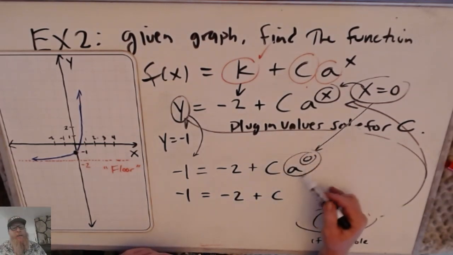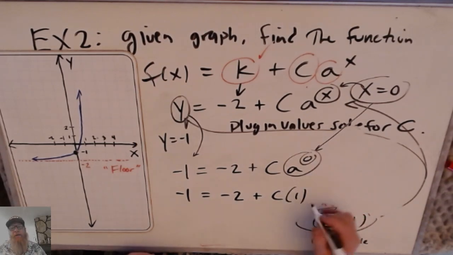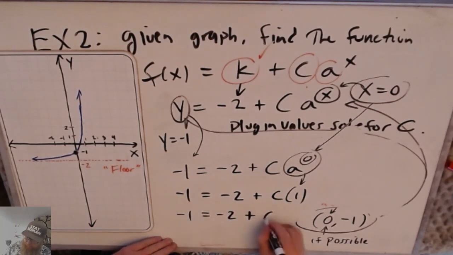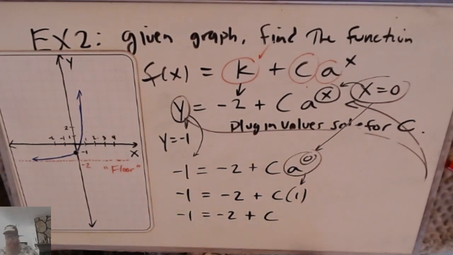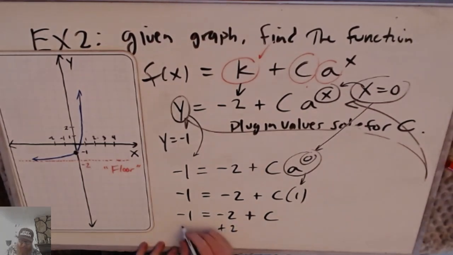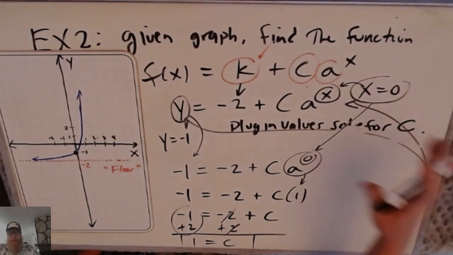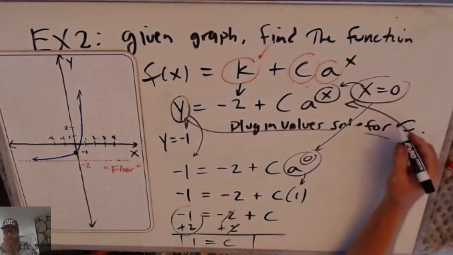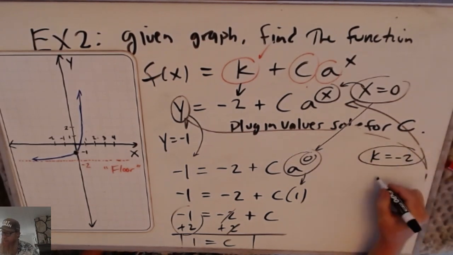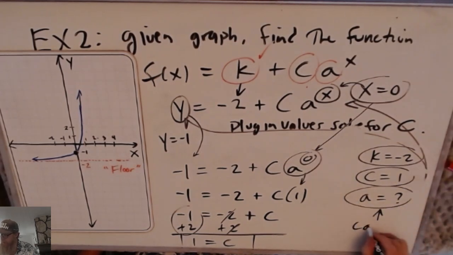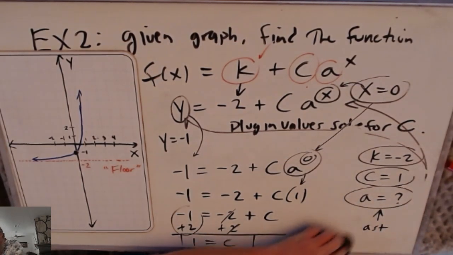Remember the rule from exponentials last week? Anything to the 0 power is 1. It's not 0, it's 1. Okay, and so now solve this for C. And you're going to get C equals 1. Let's write down what we have so far. We have k equals -2, and we have C equals 1. We have one more thing to find. I always save the A for last.